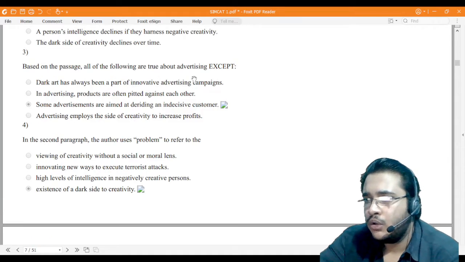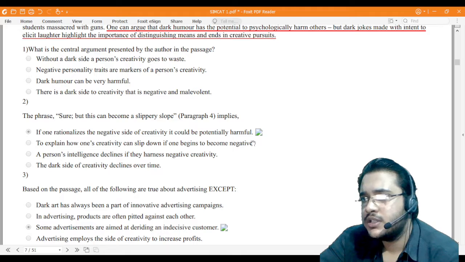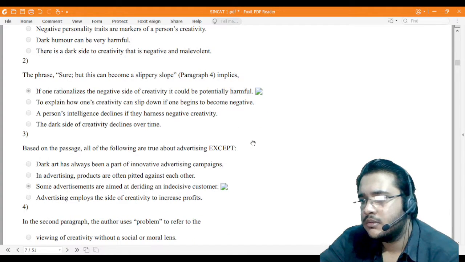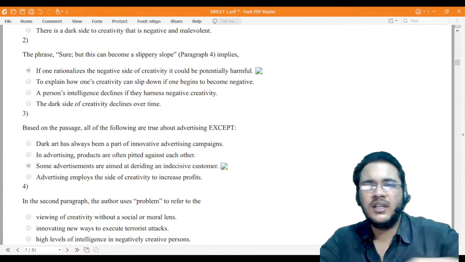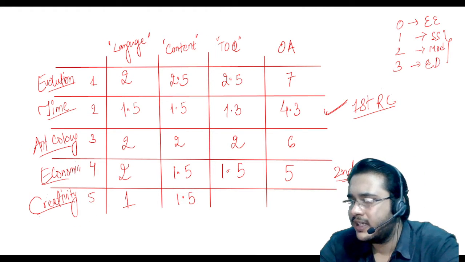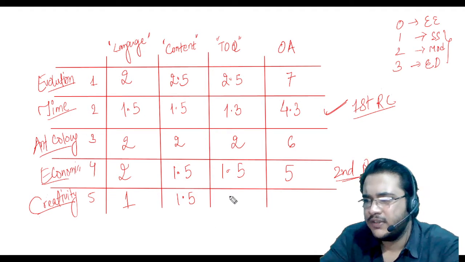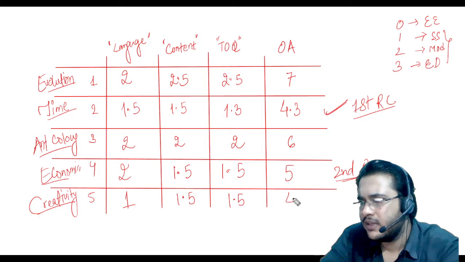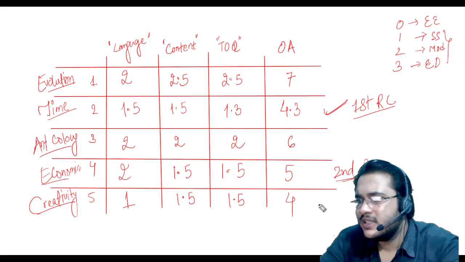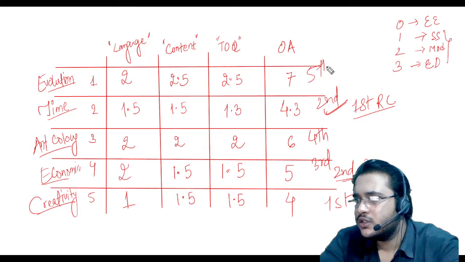Okay, so based on the questions, I am not going to give it a lesser rating. I'll give it somewhere around 1.5. If you want to give it a 2, you can give it a 2. I'm going to give it a 1.5. So this I am giving 4. So now this becomes my first one. Accordingly, this becomes my second, this becomes my third, this becomes my fourth, and this becomes my fifth choice.